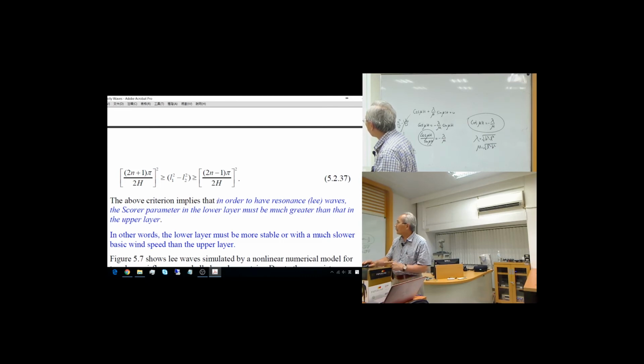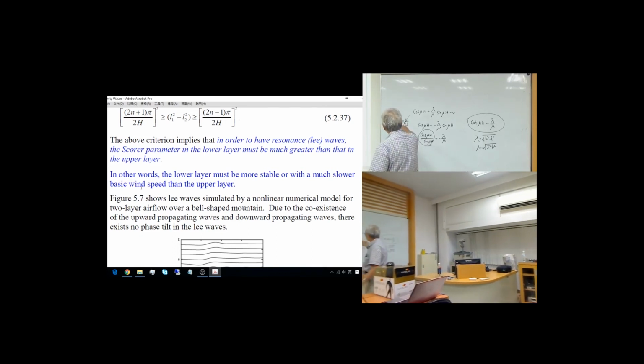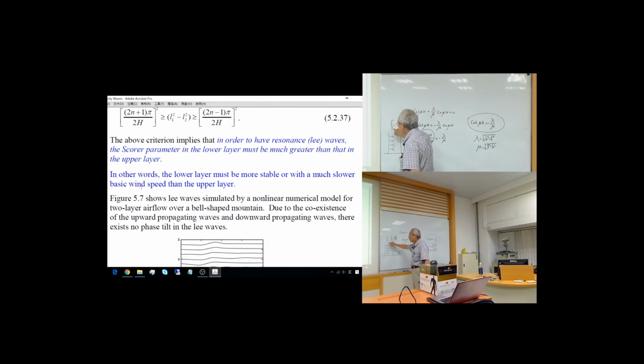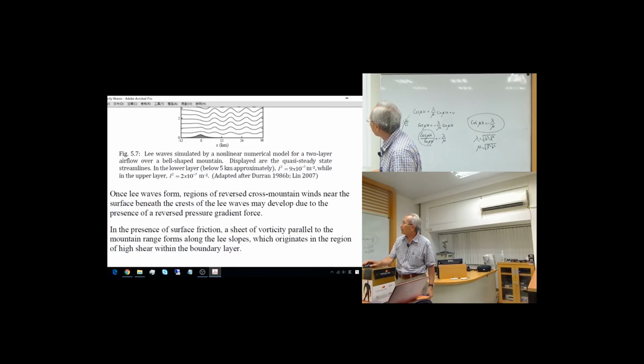So the conclusion here is, in order to have resonance or D waves, the scorer parameter in the lower layer must be much larger than that in the upper layer. In other words, the lower layer must be more stable or have a much slower wind. You can also have stronger wind aloft to get the larger L. The lower layer L must be much larger than the upper layer. So you can have either a more stable layer or weaker wind. You can have both. And this is one example, you can have this kind of D waves plotted.